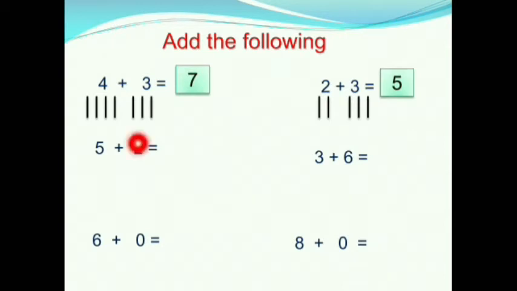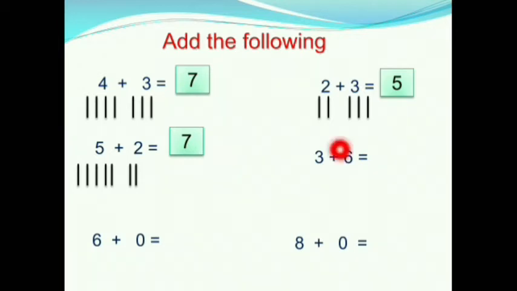In the next question, we have 5 plus 2. Here first we have 5. So we will draw 5 lines. For 2 we will draw 2 more lines. Now we will count the number of lines. Altogether, how many lines are there? Let us count it. 1, 2, 3, 4, 5, 6, 7. So totally 7 lines are there. It means 5 plus 2 is equals to 7. So we will write 7. Therefore, the sum of 5 and 2 is equals to 7.